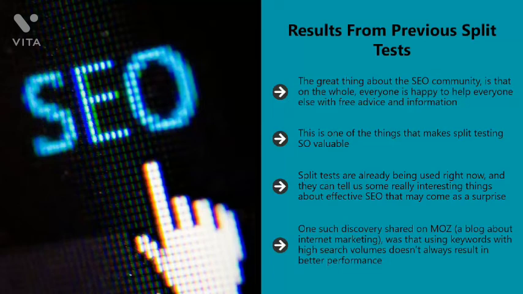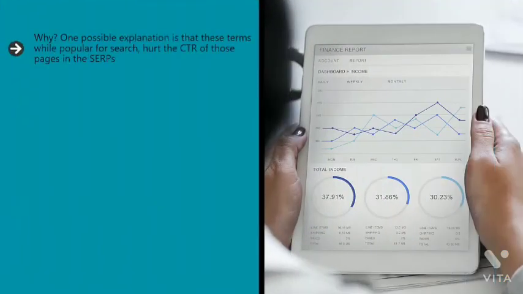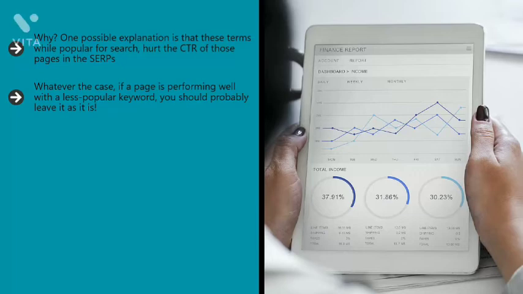One such discovery shared on Moz, a blog about internet marketing, was that using keywords with high search volumes doesn't always result in better performance. Will Critchlow tried inserting more popular key phrases into the meta tags and content of existing pages, and found that in many cases those pages saw a drop in organic traffic of as much as 20%. Why? One possible explanation is that these terms, while popular for search, hurt the CTR of those pages in the SERPs. Another possibility is that this had to do with Google's RankBrain algorithm, its attempt at understanding meaning more than explicit keywords. Whatever the case, if a page is performing well with a less popular keyword, you should probably leave it as it is.